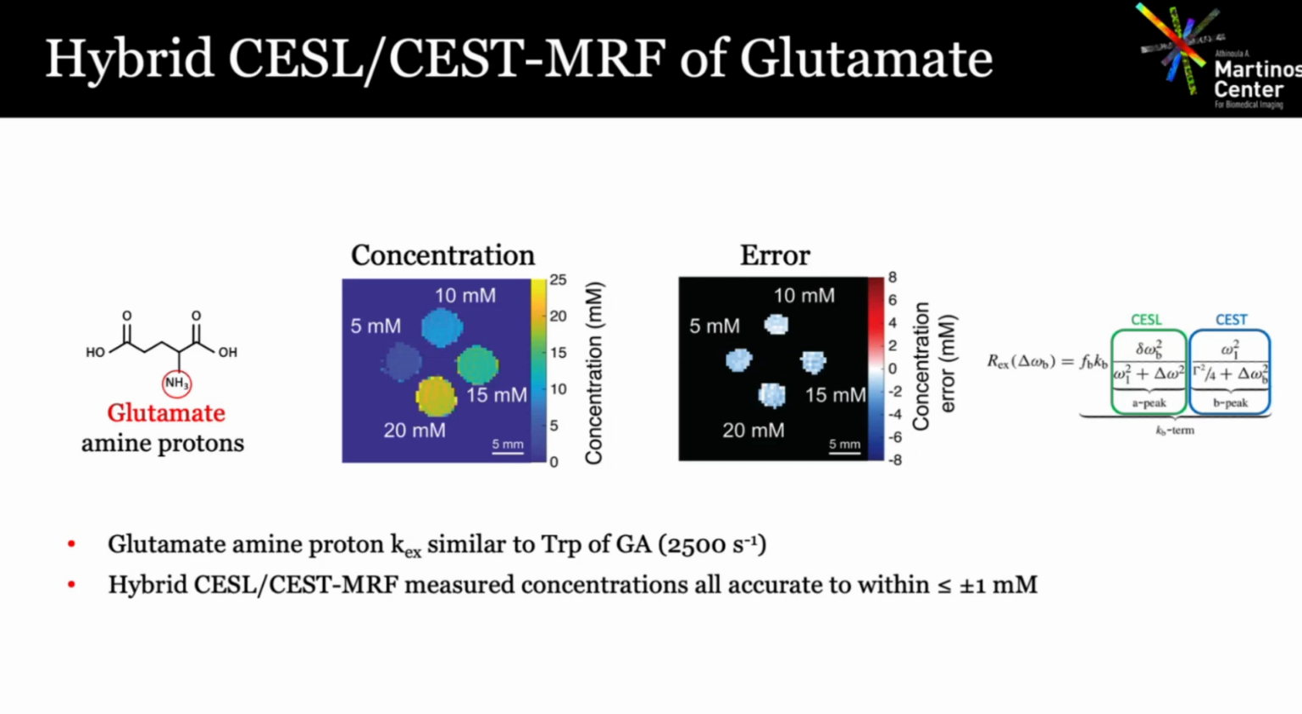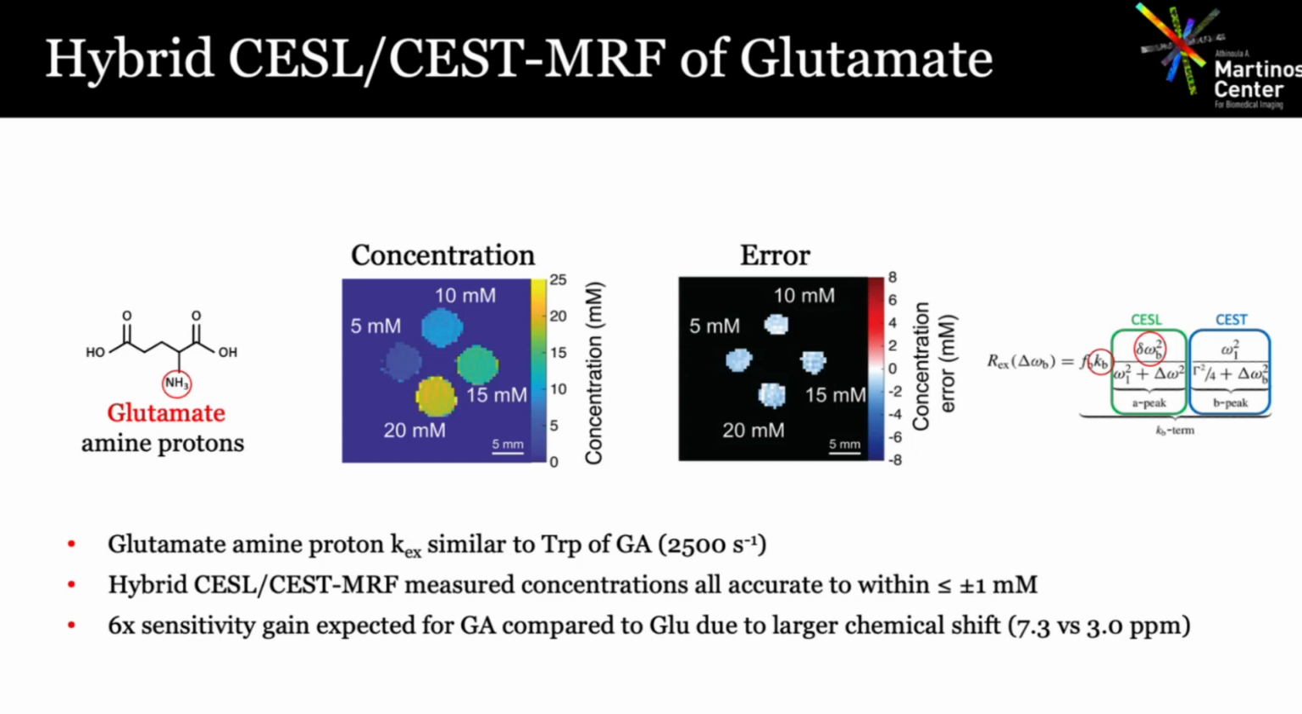So, glutamate amine protons at room temperature at least have an exchange rate that's basically exactly the same as the glucoamylase, so 2,500 per second. And so using this hybrid spin lock CEST fingerprinting method, we quantify the concentration and exchange rates, and on the right is the error map. We're getting very good concentration values using this sort of approach for glutamate.